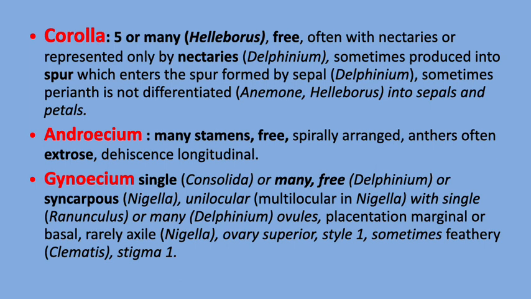Gynoecium consists of single carpel, as in the case of consolida, or the carpels are many, free, as in the case seen in delphinium, or syncarpous, as we see in nigella. They are unilocular, multilocular in case of nigella, with single, as in the case of ranunculus, or many, as seen in delphinium, ovules. They are having single or many ovules.